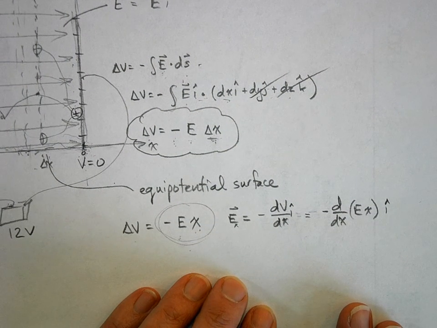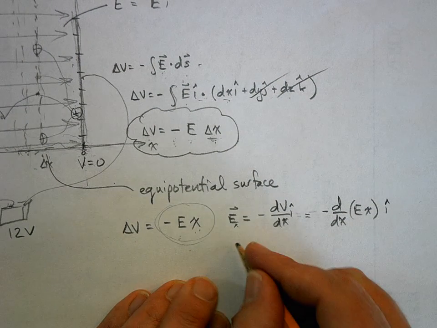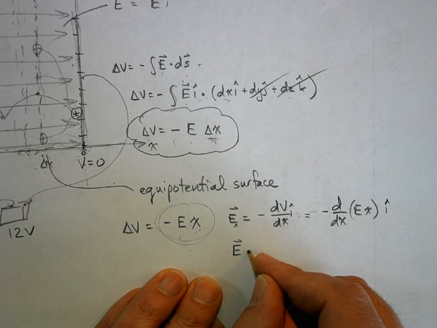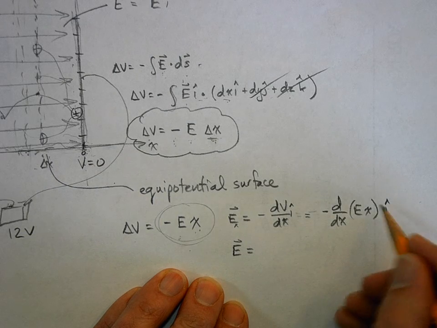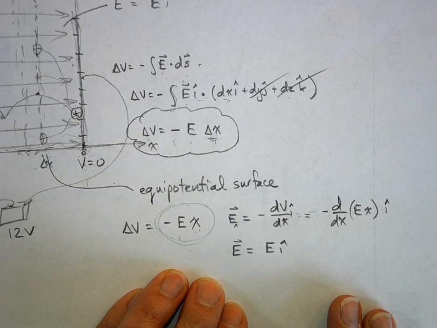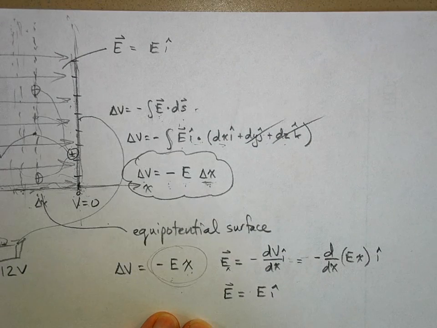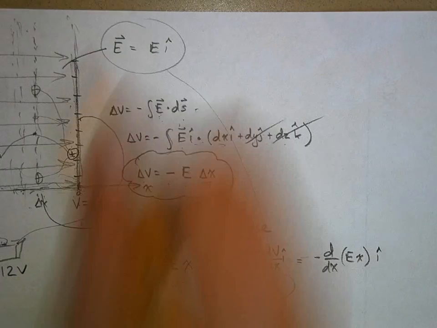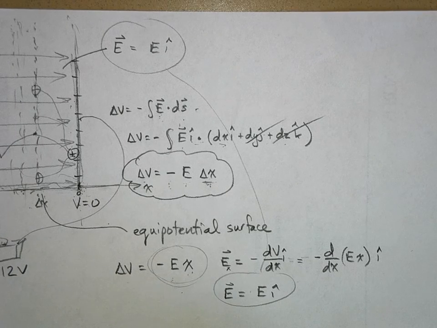And so now I've got the electric field is equal to, well, take the derivative of this, you just get E in the i hat direction. But that's what I said before. So I'm just saying that that little thing that we did before actually works. Now, this is all for a uniform charge, but it works for any charge distribution. Okay, let's take a look at a point charge.